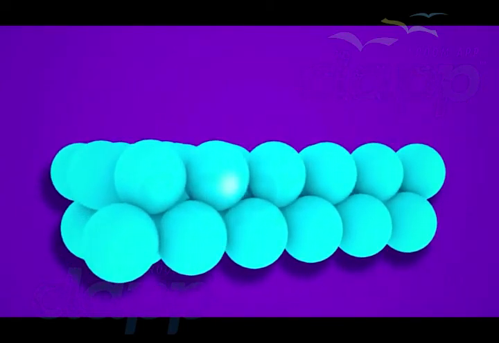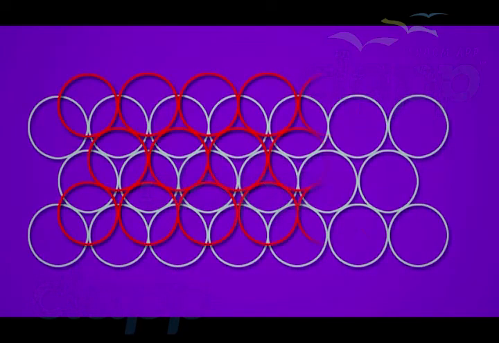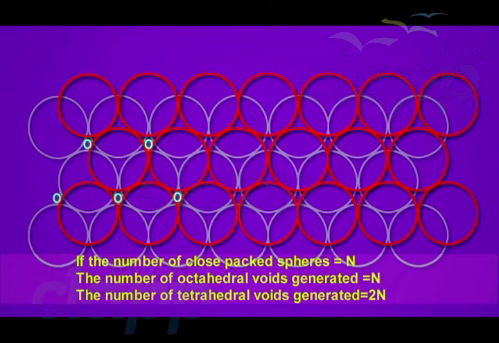The number of these two types of voids depends upon the number of close-packed spheres. If the number of close-packed spheres is equal to n, the number of octahedral voids generated is equal to n. The number of tetrahedral voids generated is equal to 2n.